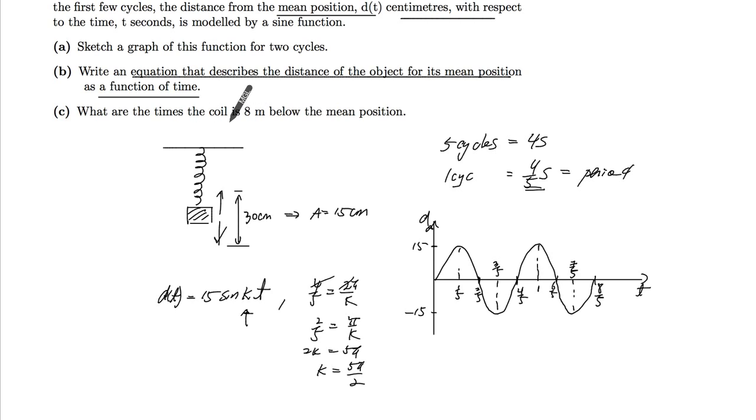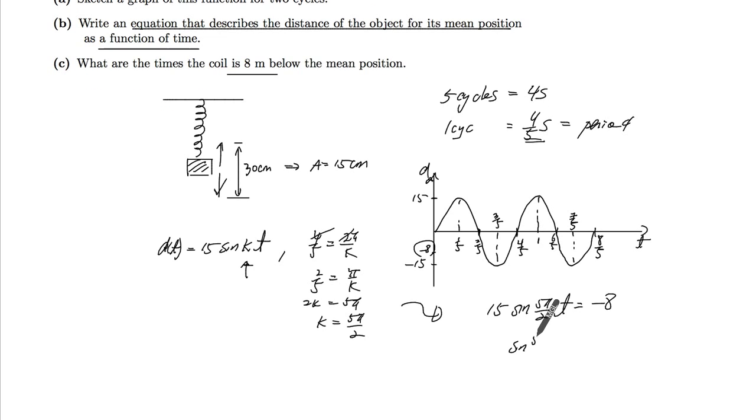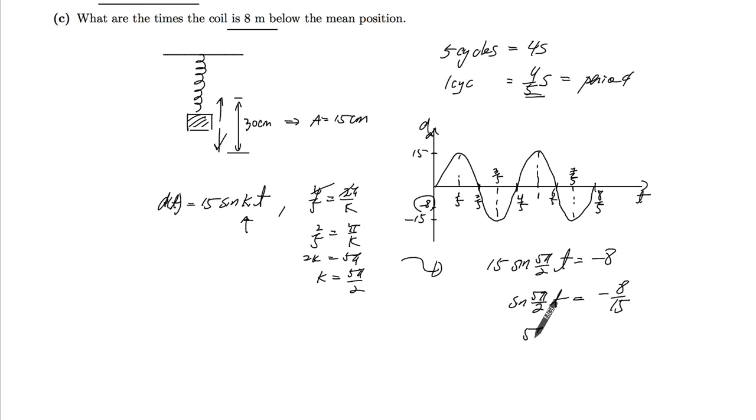What are the times when the coil is 8 meters below the mean position? Okay, meaning we're at -8. Okay, what are the times, right? So let's get our equation here, which we just found. 5 pi over 2 t, make that equal to -8. Okay, so it's -8/15. So 5 pi over 2 t is going to equal the sine inverse of -8/15.